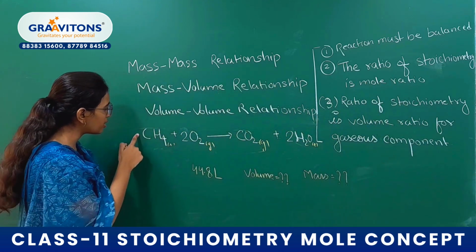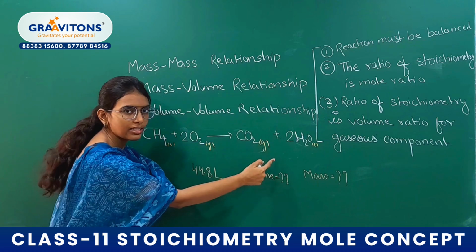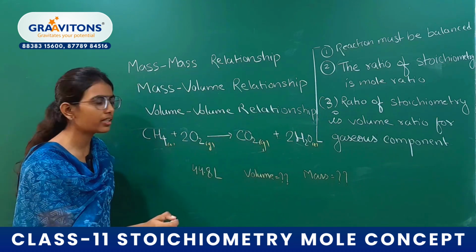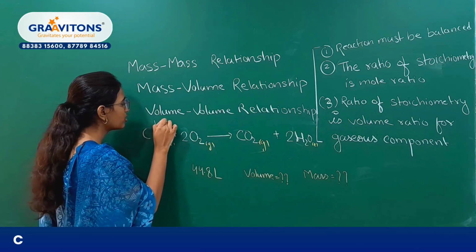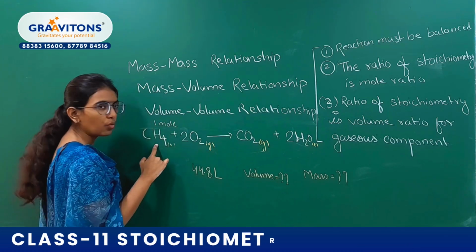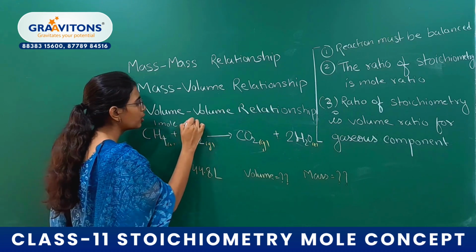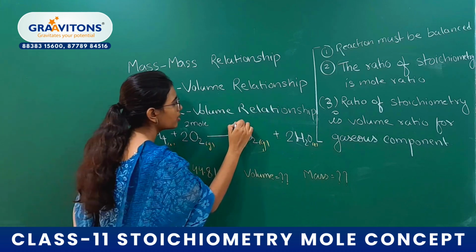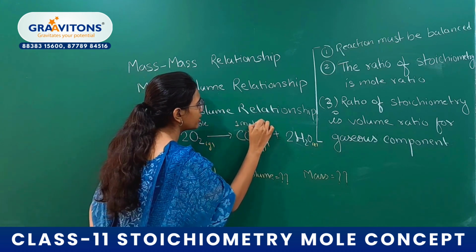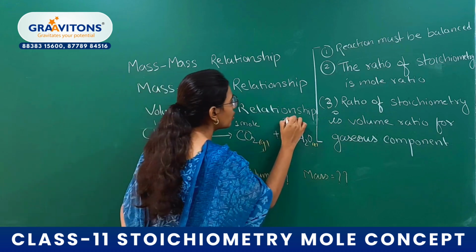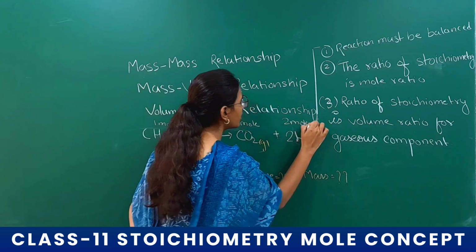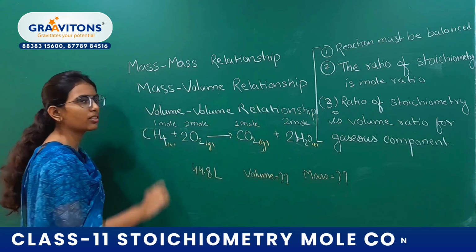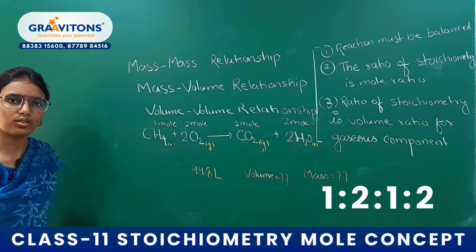The second point is that the ratio of stoichiometry is the mole ratio. What is the meaning of stoichiometry? For a balanced chemical reaction, the coefficients of the components are called the stoichiometry. For this reaction, the mole ratio is: 1 mole of this requires 2 moles of oxygen and will produce 1 mole of carbon dioxide and 2 moles of water. Now we can check the mole ratio: 1:2, 2:1, 1:2, because our stoichiometry ratio is 1:2, 2:1, 1:2.